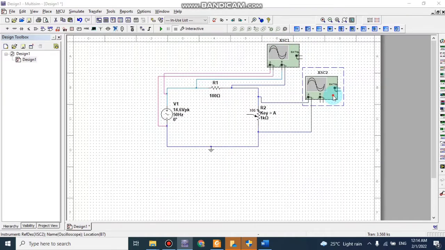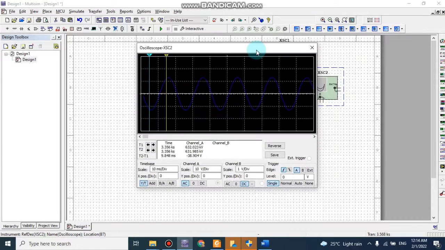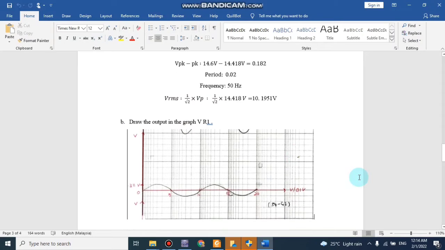Then we see the second oscilloscope is set also the same. On time frame 1 we let it tally to the V peak of the positive side, meanwhile on time frame 2 we let it be on the bottom negative side. So this is the V peak. To make it clear, we see on the output.